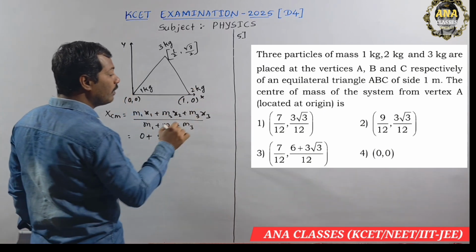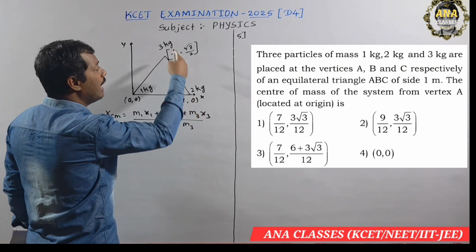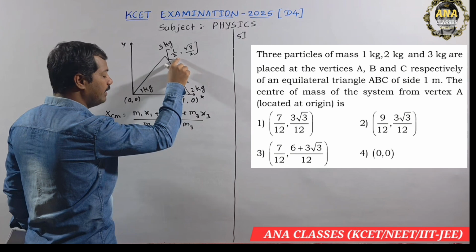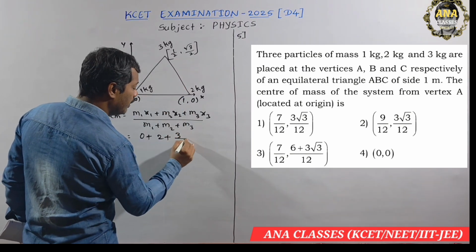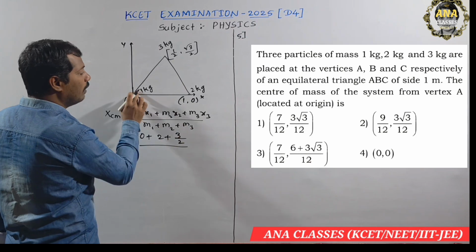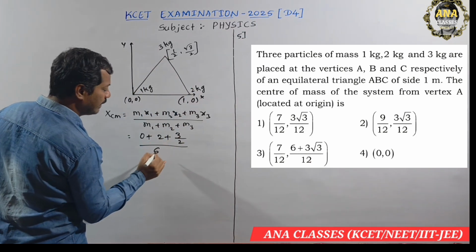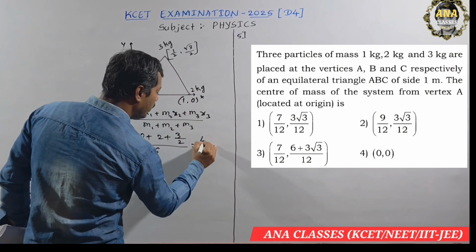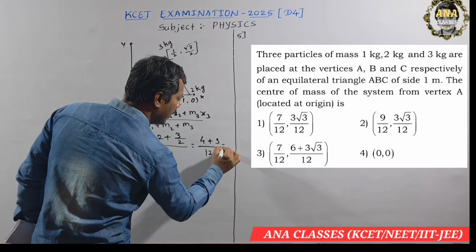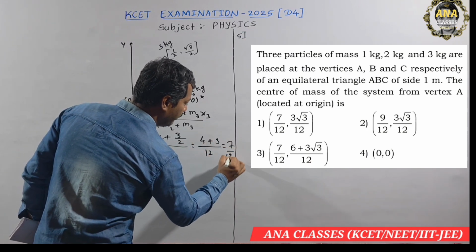Then m3 is 3 kg and x3 is 1 by 2, so it will be 3 by 2, divided by m1 plus m2 plus m3. 1 plus 2 plus 3 is equal to 6 kg. By simplification, it is (4 + 3) divided by 2 into 6, which is 12. The answer is 7 by 12.